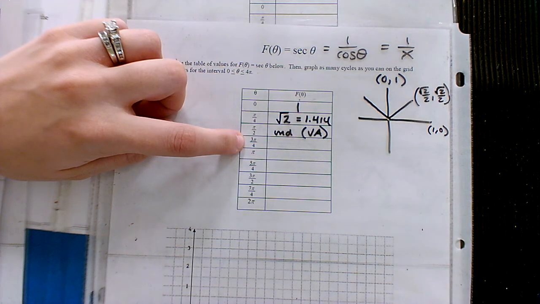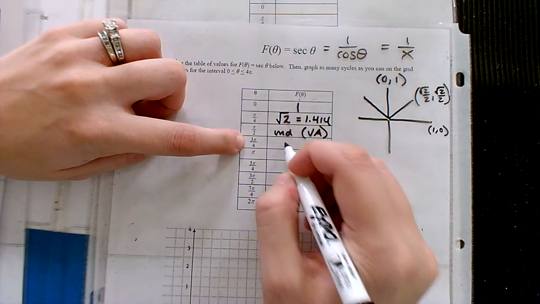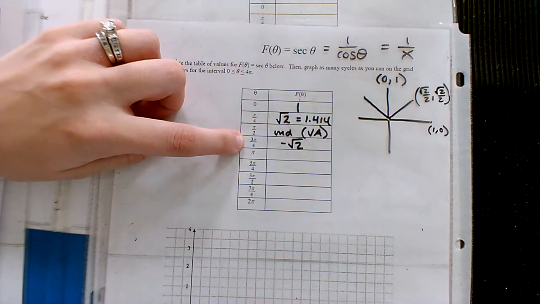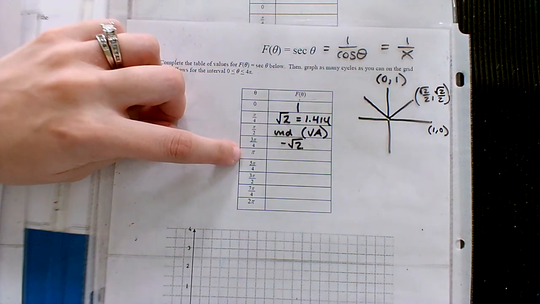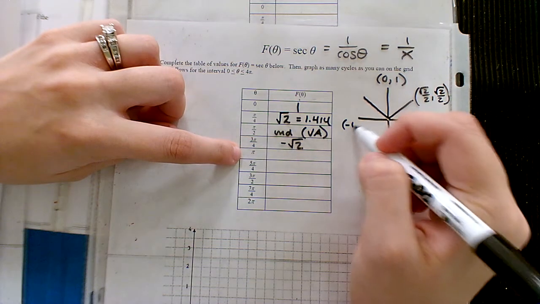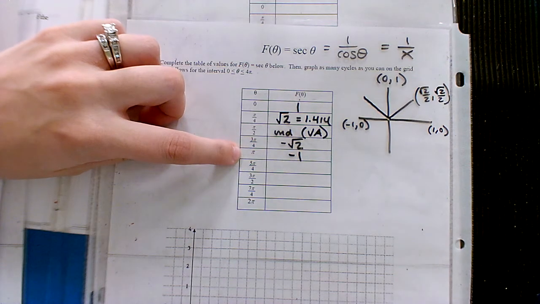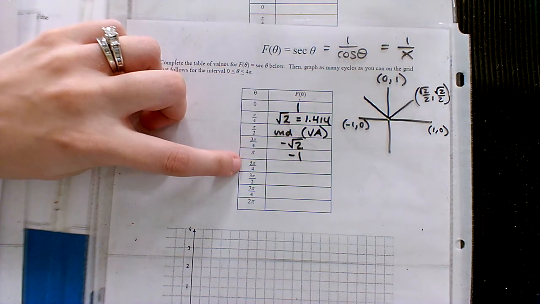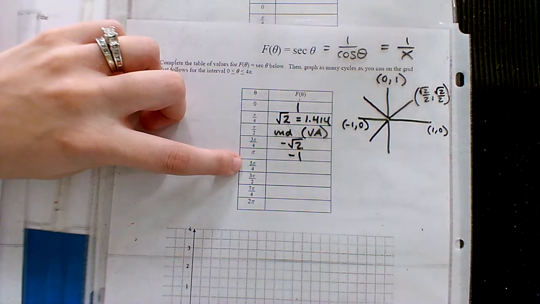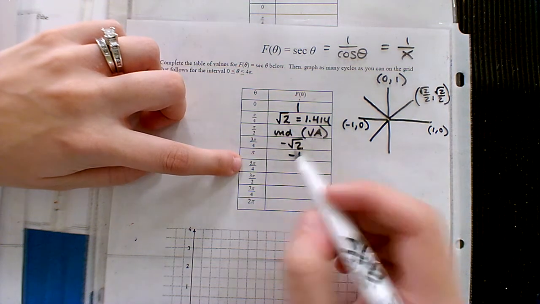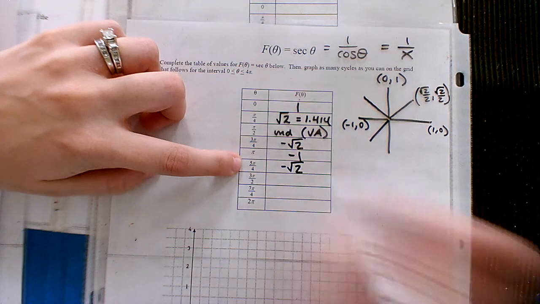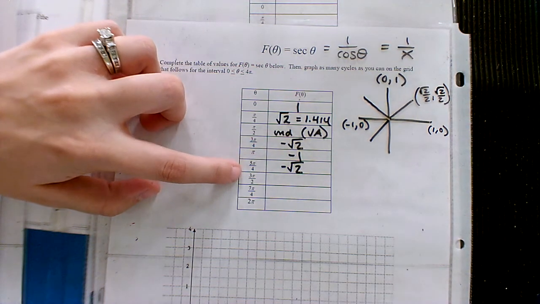3 pi over 4, middle of the second quadrant. X is negative in the second quadrant, so we'll have a negative square root of 2. At pi, we need 1 over negative 1. 5 pi over 4, middle of the third quadrant. X is negative, so we'll have negative square root of 2.